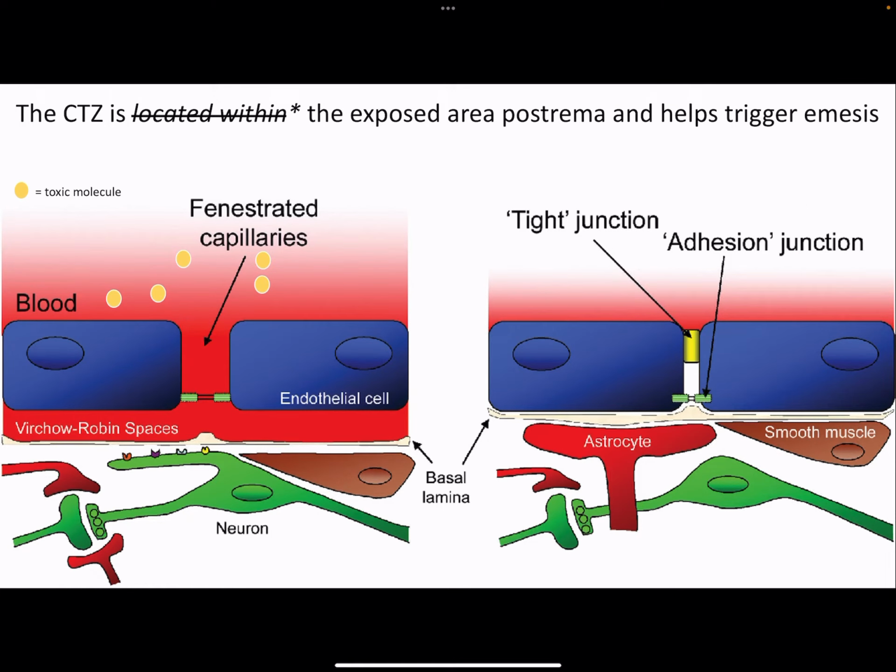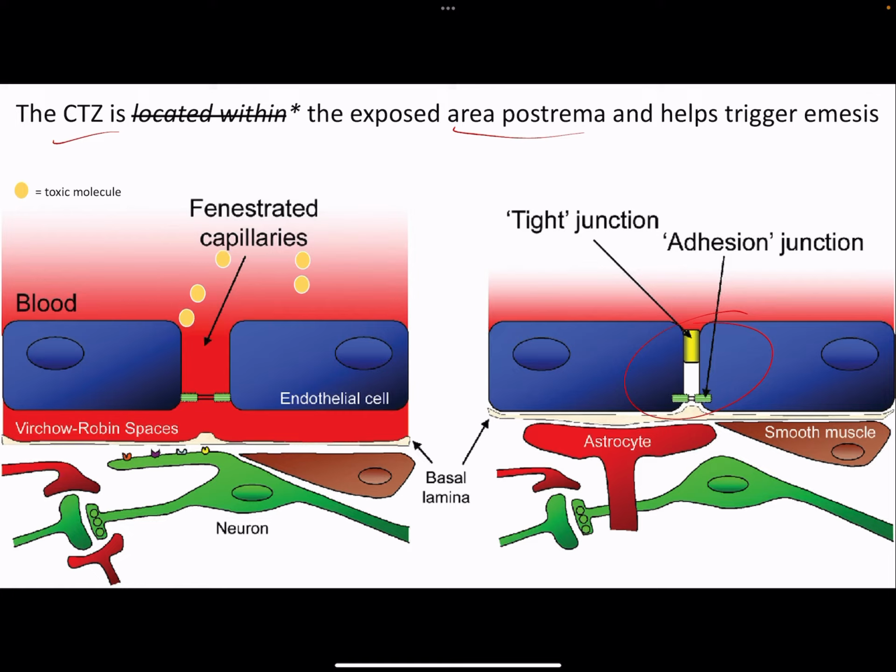So again, there's a debate. The CTZ, I would just say it is the area postrema. They're more or less the same. So mostly we have these tight junctions, so molecules in our blood cannot get access to our brain. But again, this is a double-edged sword, right? Because it protects us, but we also want that information.